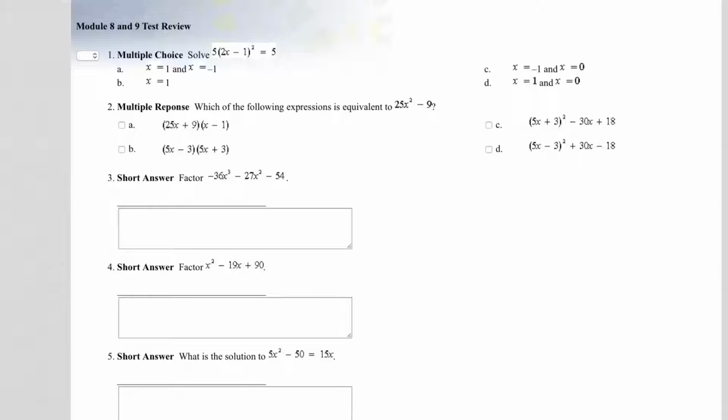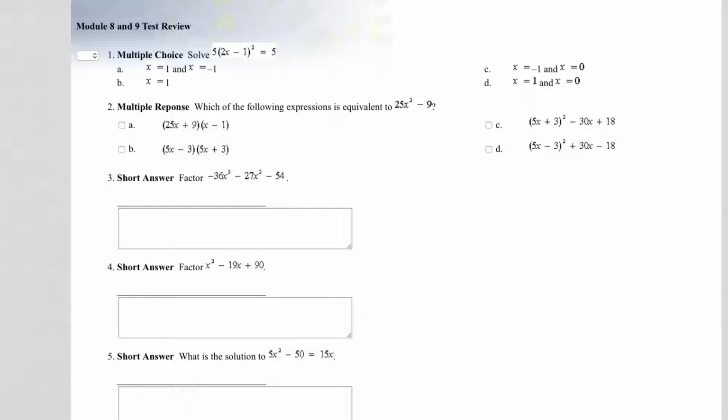Okay, so this is the test review for Module 8 and 9. This is the one that you guys received to study for the test. Here we go. Let's start right away with number 1. 5 times (2x minus 1) quantity squared equals 5. You're supposed to solve this, and it's a multiple choice question.